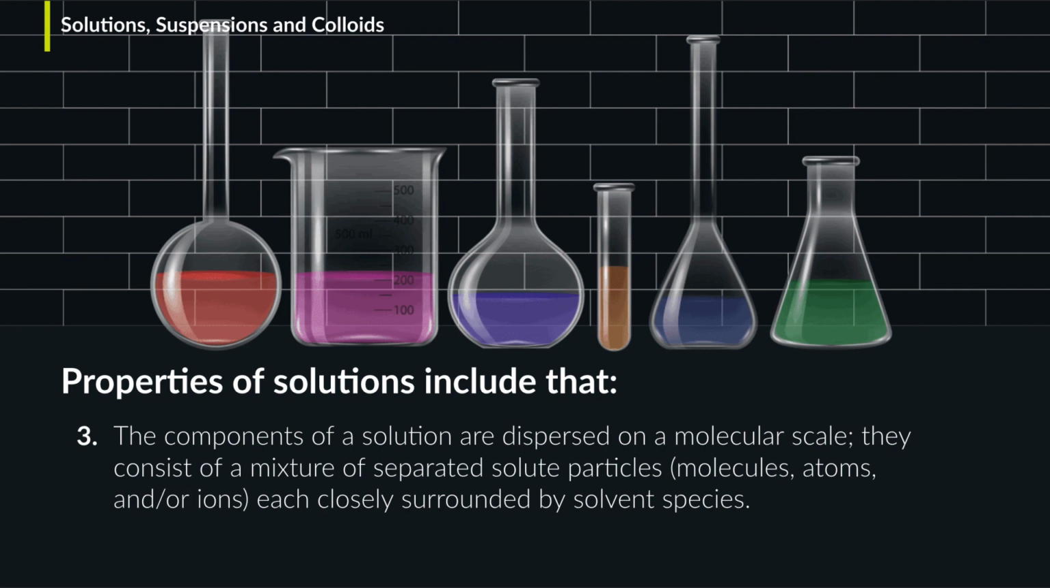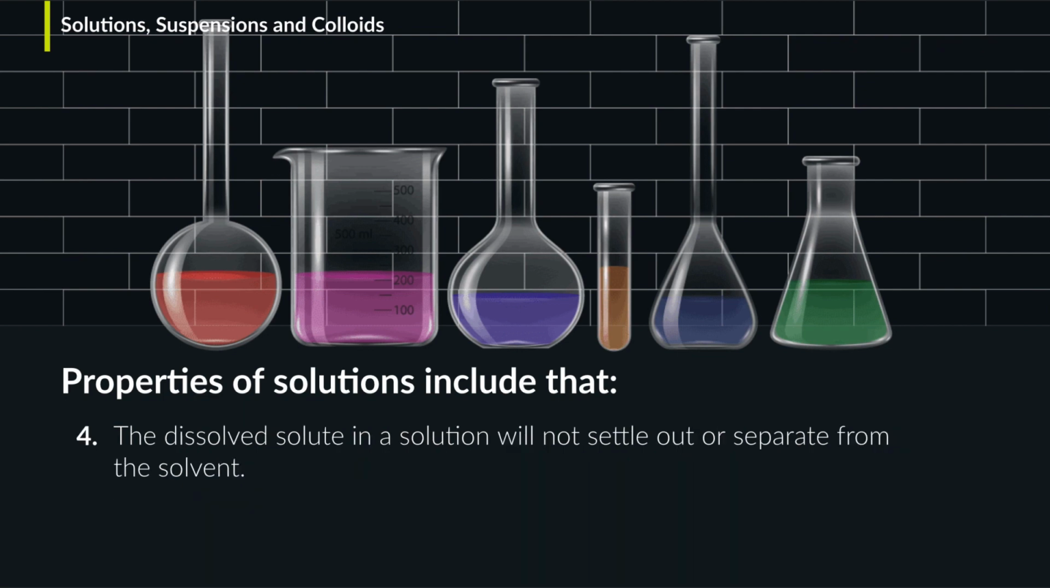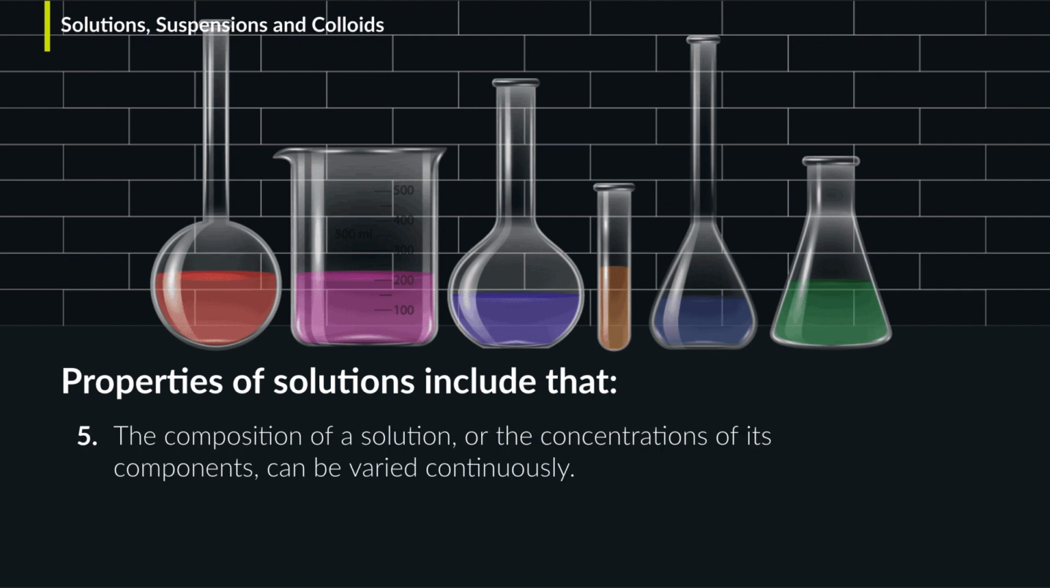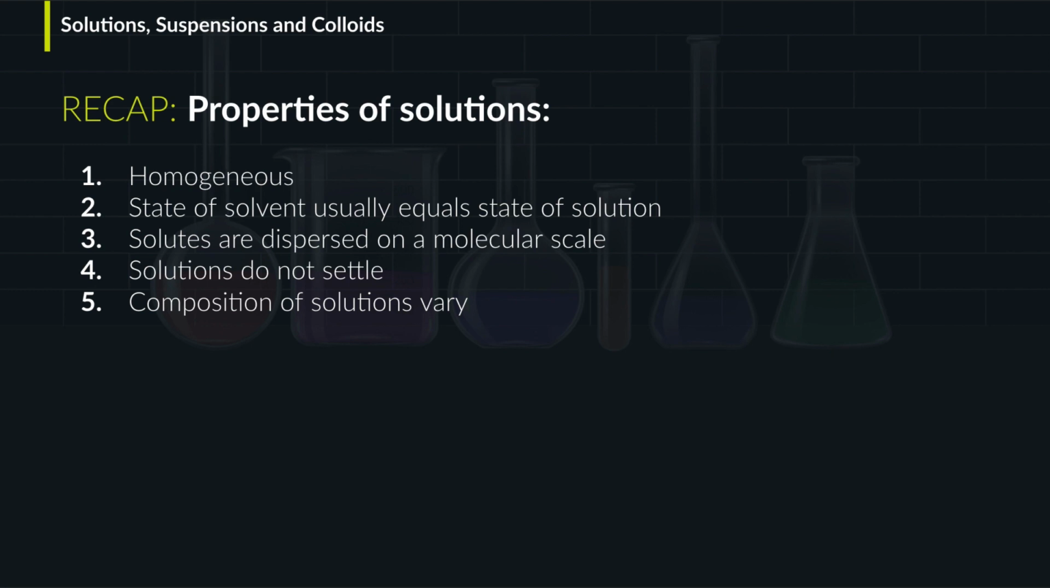They consist of a mixture of separated solute particles, molecules, atoms, and/or ions, each closely surrounded by solvent species. The dissolved solute in a solution will not settle out or break from the solvent. The composition of a solution, or the concentrations of its components, can be varied continuously. Take a few seconds to review the quick recap of the properties of solutions.